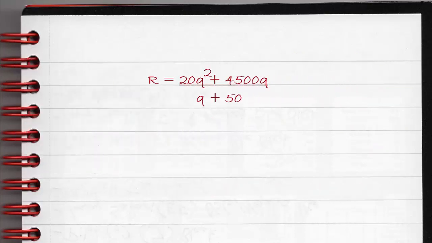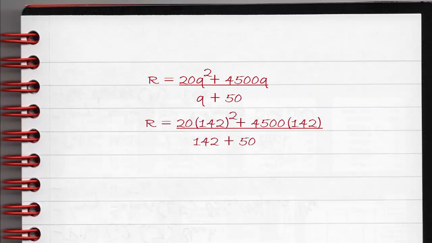Finally, the revenue at this quantity is found by evaluating the revenue function at q equals 142. This gives $5,428.54.